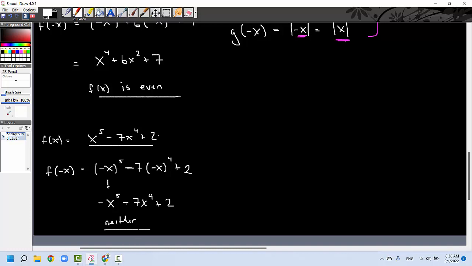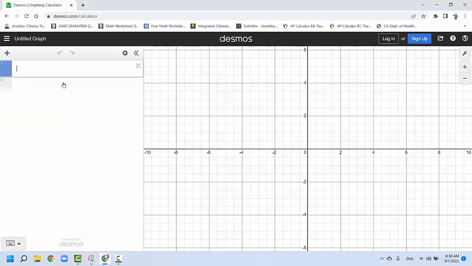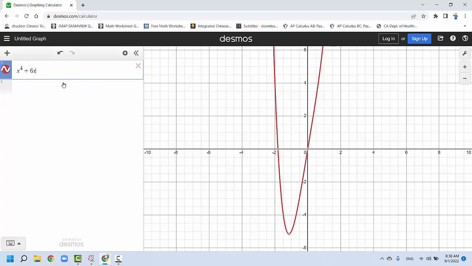And again, we're saying neither because eventually we're going to roll into the odd function. And so this is neither even nor odd, but for now, you don't need to worry about an odd function for now. Okay, let's cycle back to this guy here real quick. I'm going to go to Desmos real quick, x to the fourth plus 6x squared plus 7.